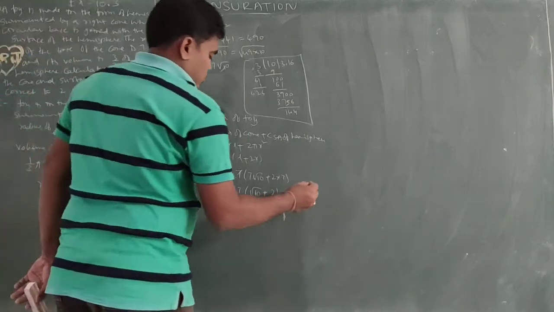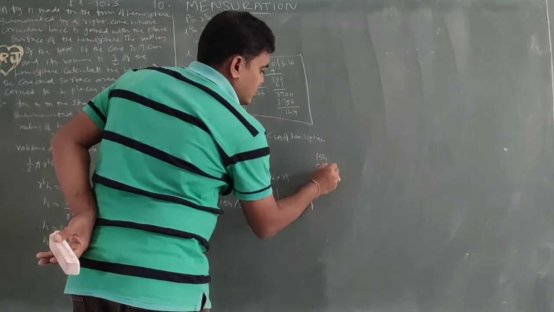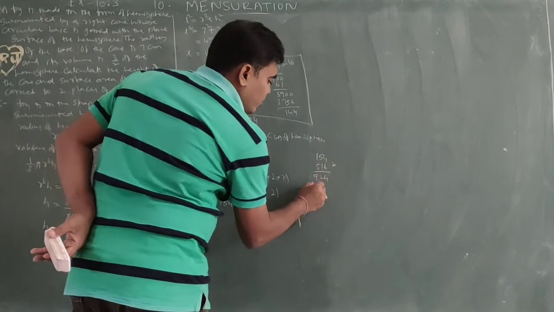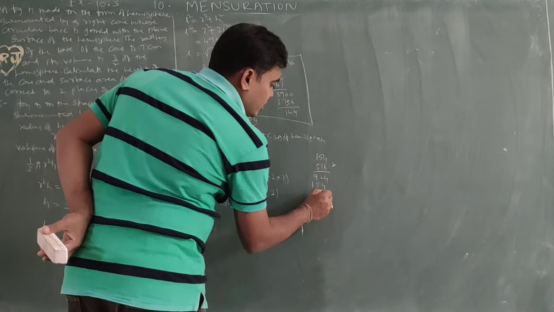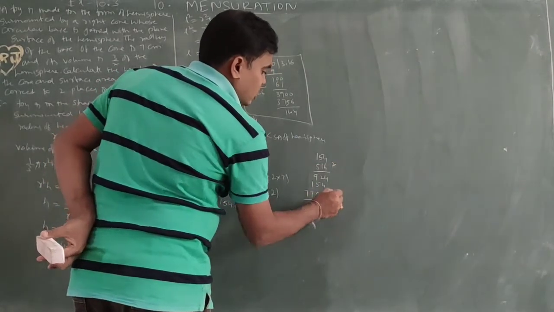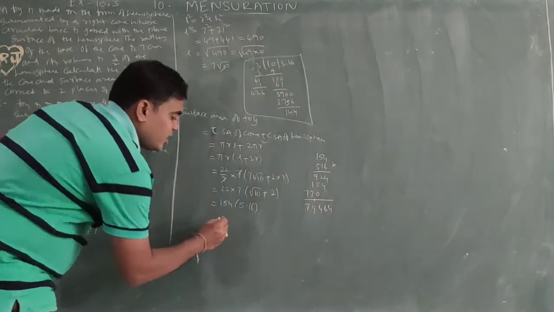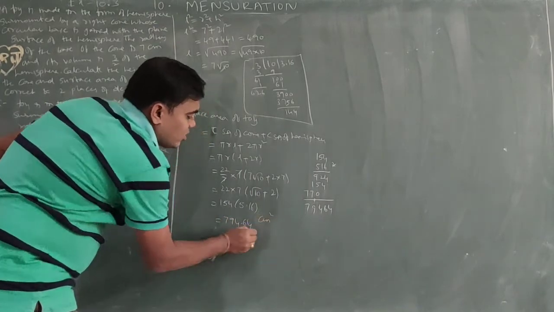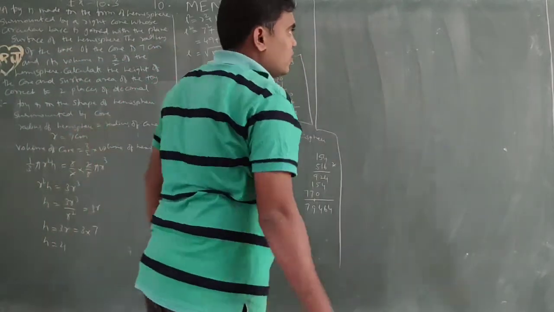So multiply 154 by 5.16, and we get 794.64 centimeters square. This is the required solution. Okay, next question.